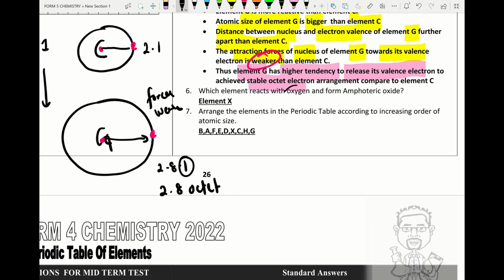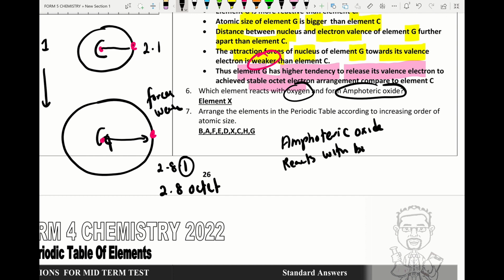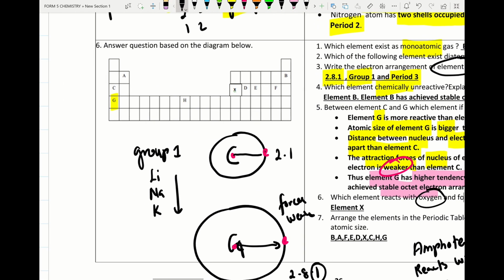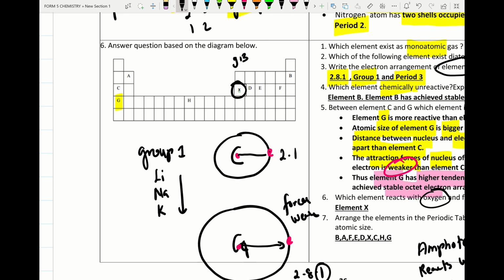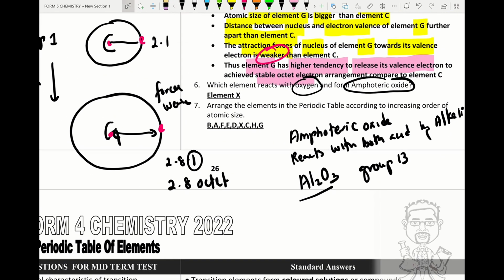Alright, so which element can react with oxygen to form an amphoteric oxide? Please remember amphoteric oxide. An amphoteric oxide is an oxide which can react with both acid and alkali solution. Alright, the amphoteric oxide will be aluminium oxide. Aluminium is from group 13. So please check where is group 13. So this is group 13. So element X will act as the amphoteric oxide.